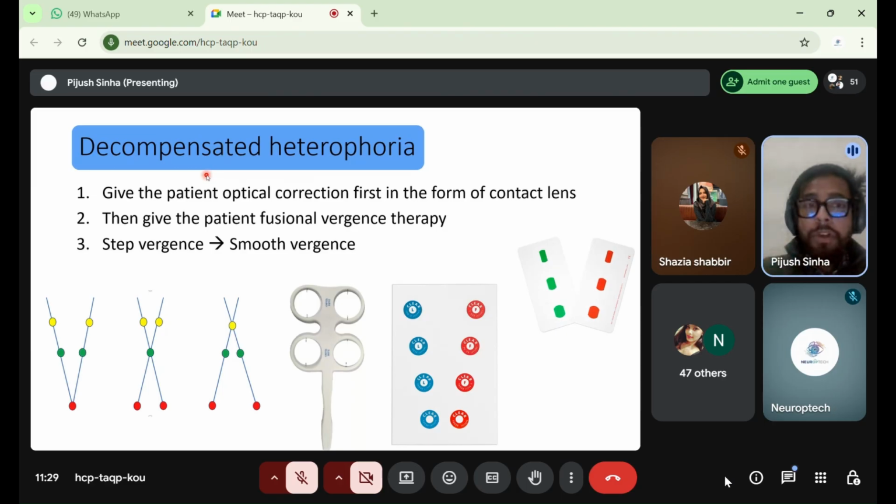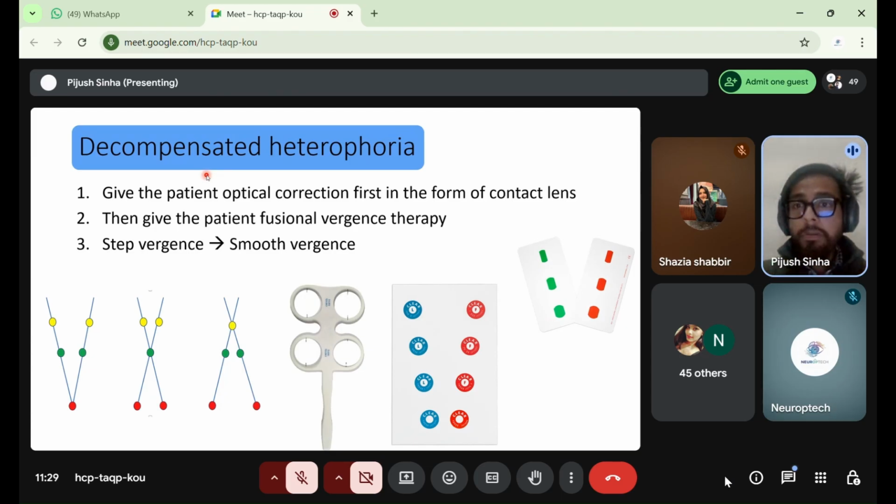It means the phoria is no longer compensated. Even though the phoria or angle of deviation is very small, the patient is not able to hold it properly, and it leads to symptoms. So here, first give the patient proper optical correction.